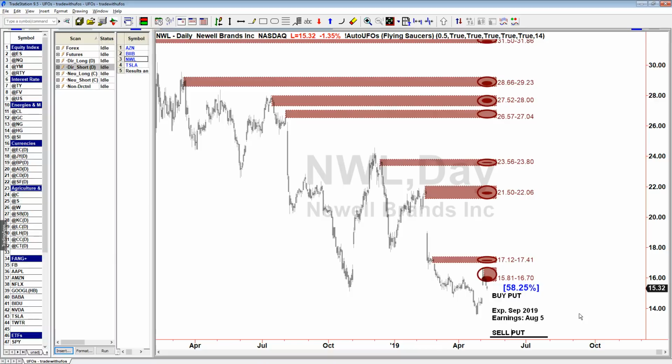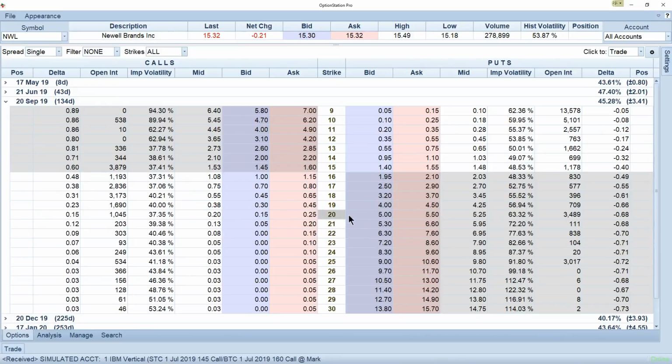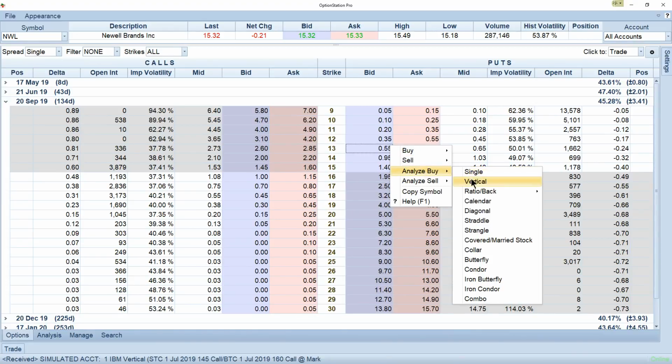So we're going to be doing September expiration, that is validated now, and the plan for the trade would be to sell a put, which in this case would be the 12, and to buy a put, which I need to look into which one. Let me do this. Do I have the 12? Yes, I have the 12 put, it's right here. I'm going to right click, analyze to buy a vertical. We are building a bear put spread, that is a type of vertical.